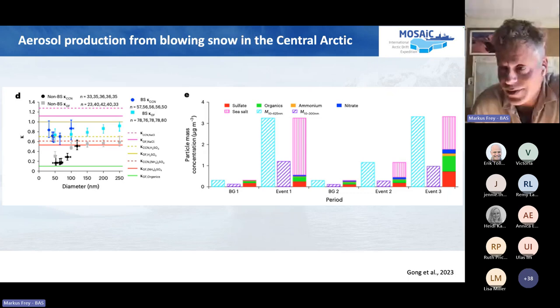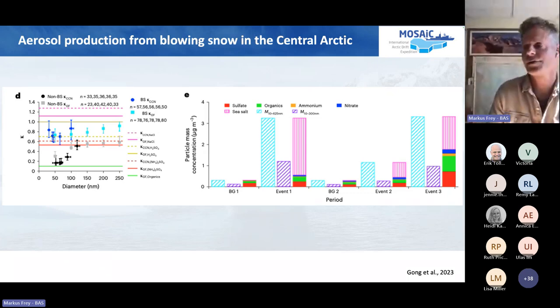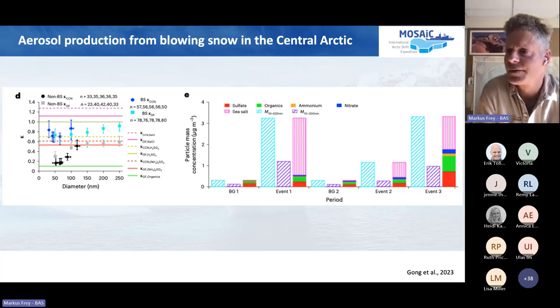The challenge is, of course, always: what are these particles made of? The aerosol mass spec has some uncertainties in the sea salt estimate. Another strong lead that the observed particles are actually sea salt aerosol is the particle hygroscopicity, the kappa value. On the left plot, the blue and cyan symbols and error bars are kappa values during blowing snow, and in gray and black outside of the blowing snow periods.